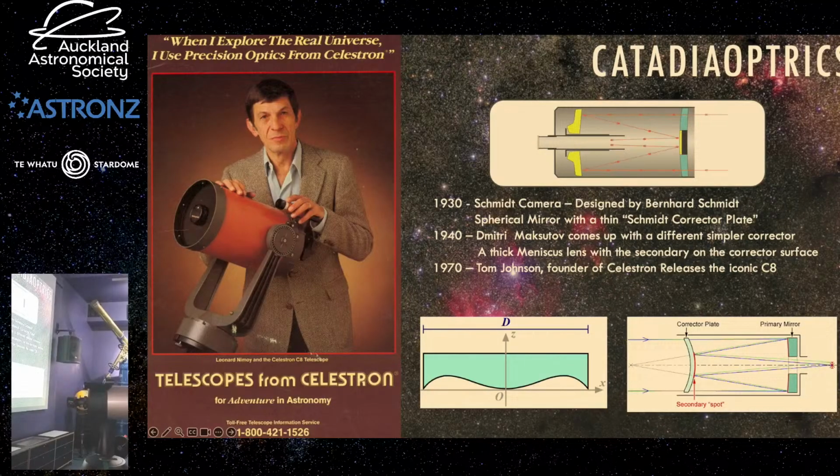And in 1970, Tom Johnson, who's the founder of Celestron, came up with a really smart way of mass manufacturing these corrector plates. He came up with a mass factory-based process whereby he could churn these out by the bucket load. And so from the 70s and 80s, particularly with Celestrons, this is one of the early adverts.